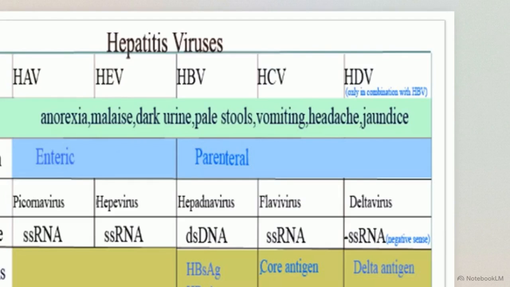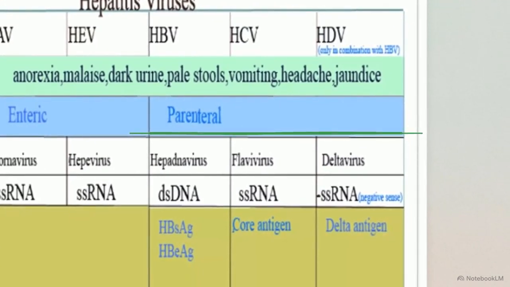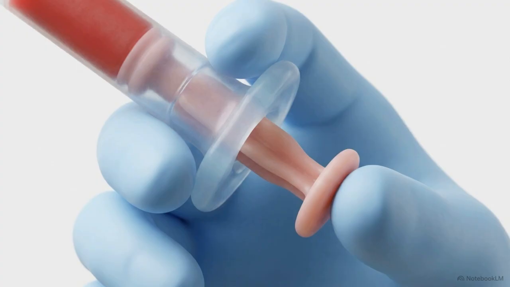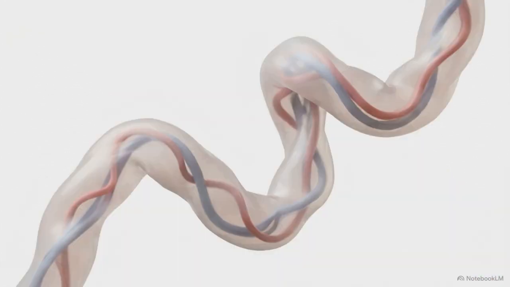The second, far more dangerous clinical track consists of the parenteral viruses, hepatitis B, C, and D. These pathogens are strictly bloodborne. They require direct fluid contact to establish an infection. Adults often contract these through unsafe injections or sexual contact, but the most frequent mode of parenteral transmission in children is vertical, passed directly from a mother to her child during birth.